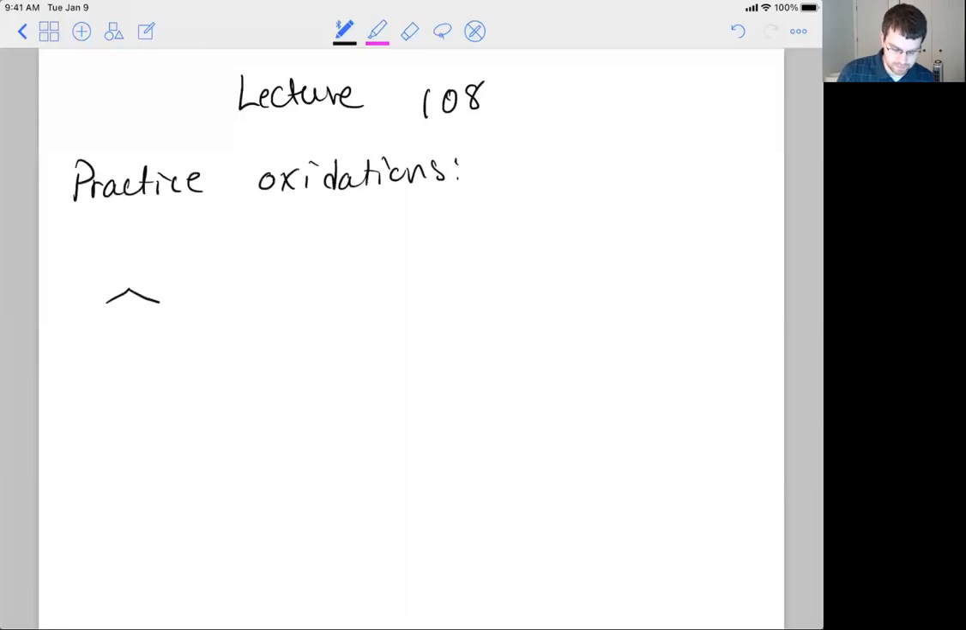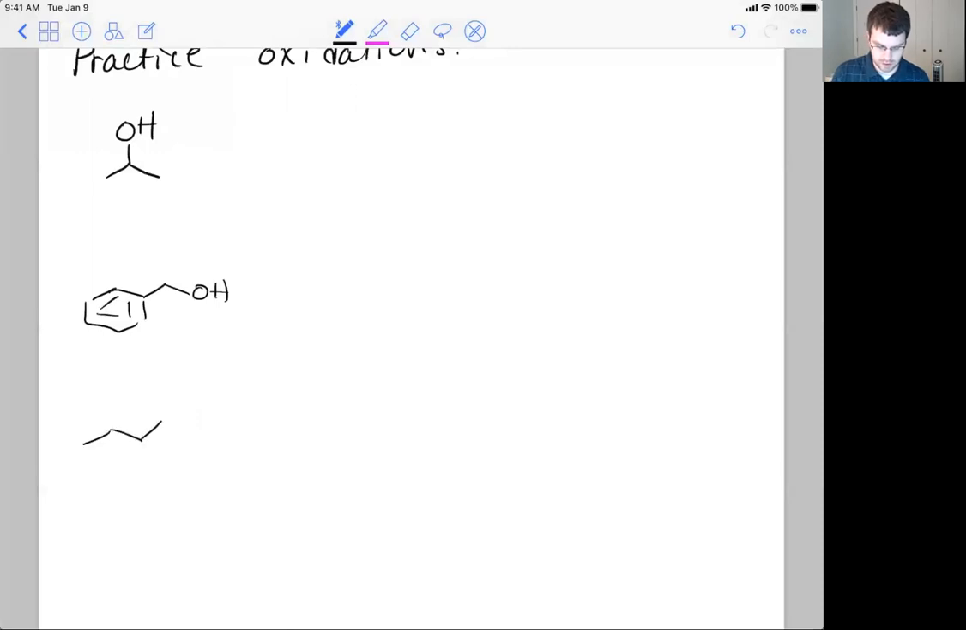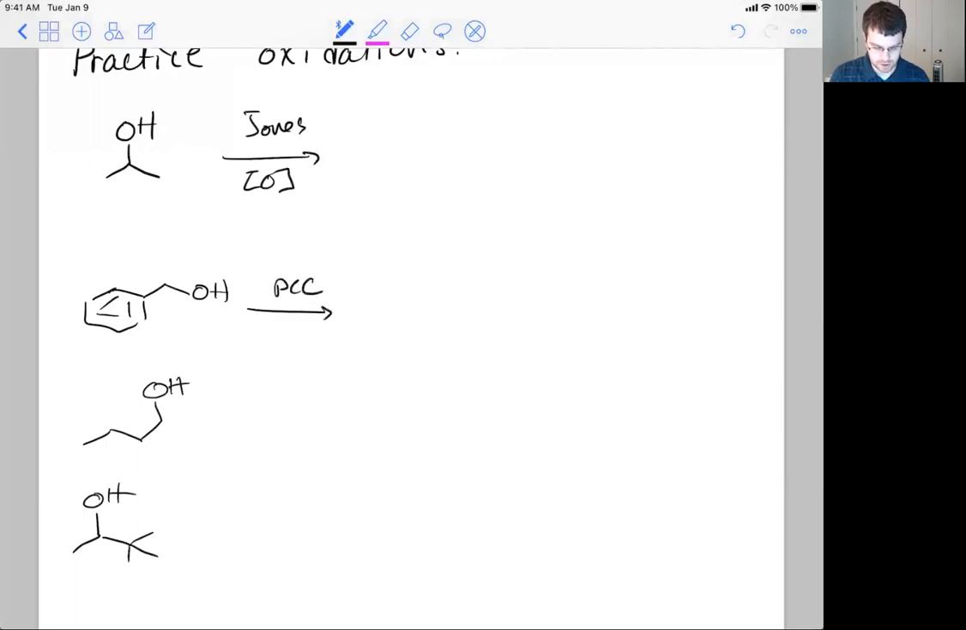So if we have some alcohols, let's say we take this first one and we do a Jones oxidation. The second one we do PCC, and the third one we do Jones, and then in the fourth one we do PCC. So the Jones oxidation, what we're going to do is recognize that we have a secondary alcohol.